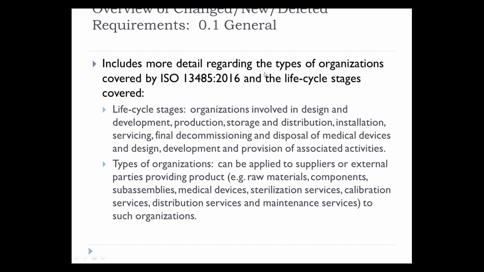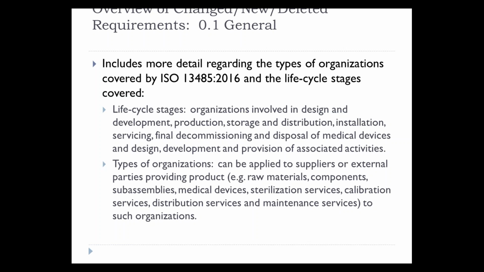So let's start with an overview of changed, new, and deleted requirements, beginning in section 0.1. This is not a normative section, but it includes some important changes. Section 0.1 provides more detail regarding the types of organizations that are covered by 13485-2016 and the life cycle stages in the medical device manufacturing process that are covered.